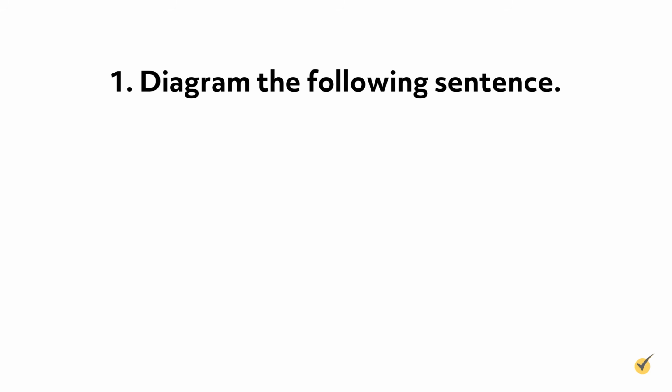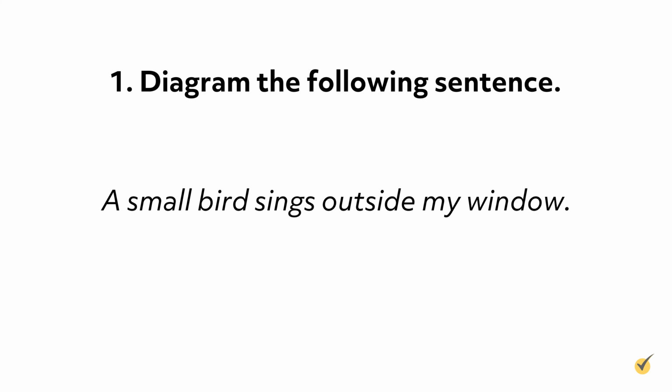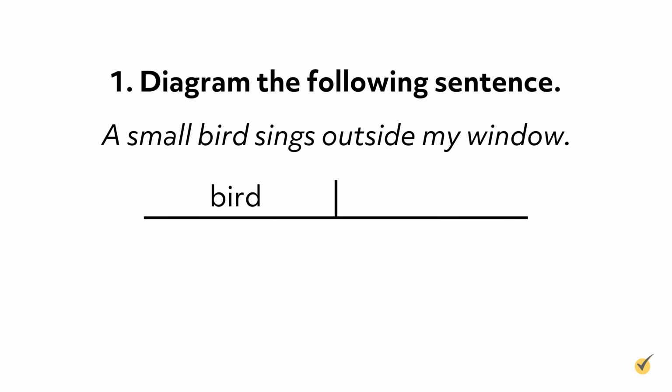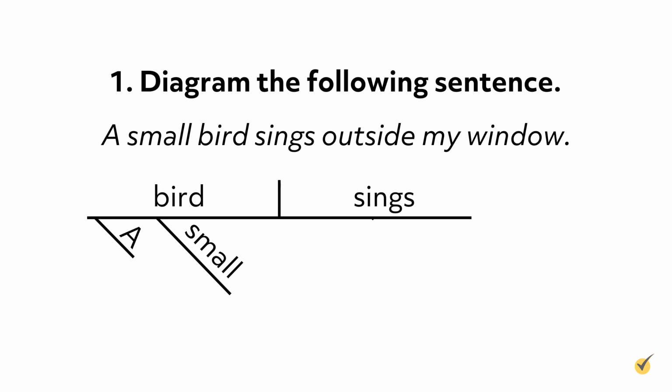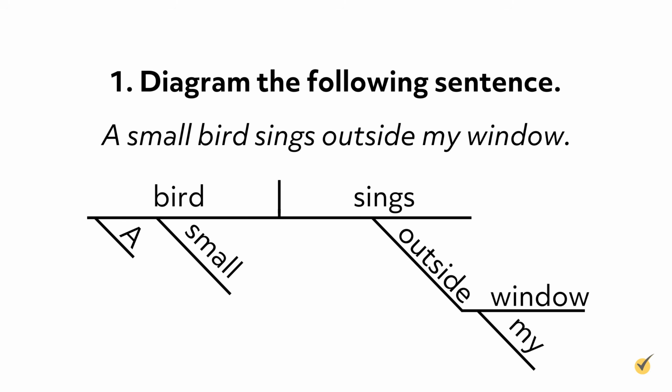Number 1, diagram the following sentence. A small bird sings outside my window. Bird is the simple subject, and sings is the simple predicate. The article a and the adjective small modify bird. The prepositional phrase outside my window describes where the bird sings.